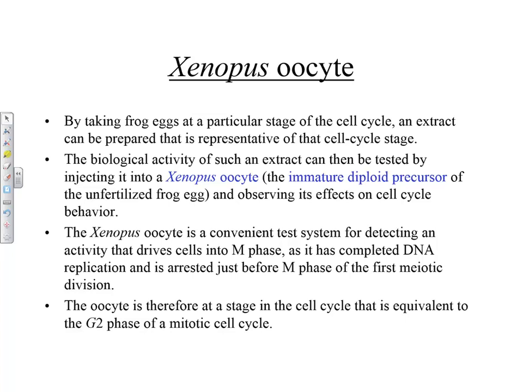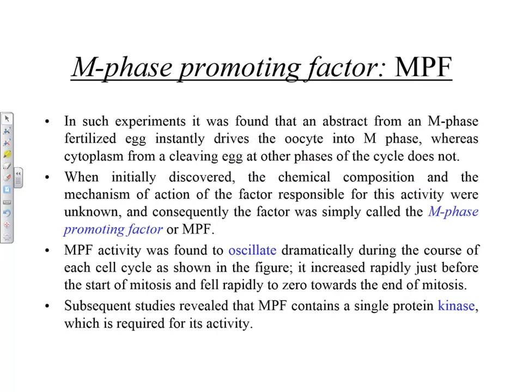Okay, that's the characteristic. So if you give it the M-phase promoting factor, it immediately splits. If you give it an extract from some other stage of the cell cycle, that doesn't happen. So that's how they called it the M-phase promoting factor. In such experiments, it was found that an extract from an M-phase fertilized egg immediately drives the oocyte into M-phase, whereas cytoplasm from a cleaving egg at other phases of the cycle does not. When this was initially discovered, they didn't know the activity or the factor that was responsible. So they called it the M-phase promoting factor.